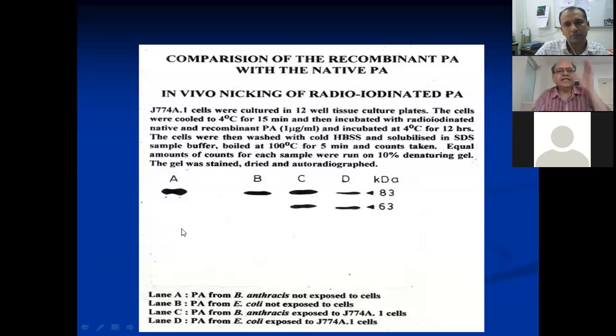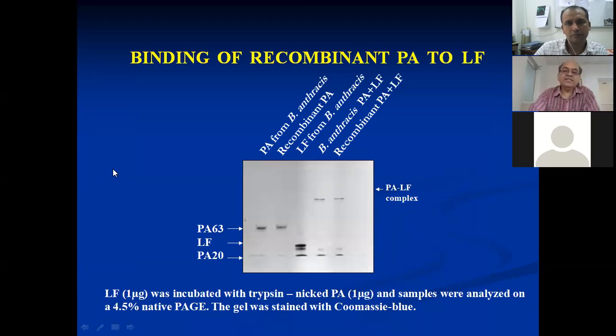Again, I told you that the 83 kilodalton protein is broken down to 63 kilodalton by a protease sitting on the cell surface. So we did this experiment to see whether the protease is able to recognize recombinant protective antigen as well as the native antigen, to see whether it can clip from 83 to 63. And this slide very clearly shows that the 83 kilodalton molecule was easily converted to the 63 kilodalton molecule, which is a prerequisite for binding to lethal factor as well as edema factor.